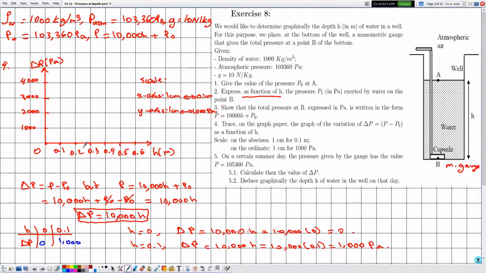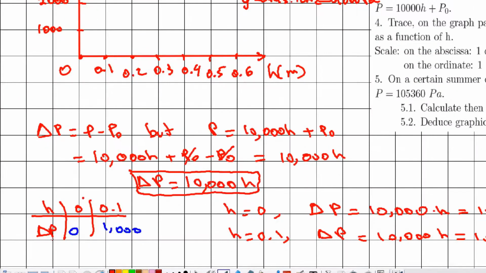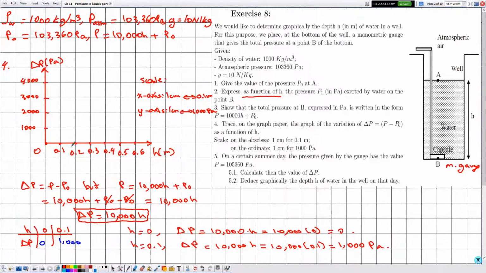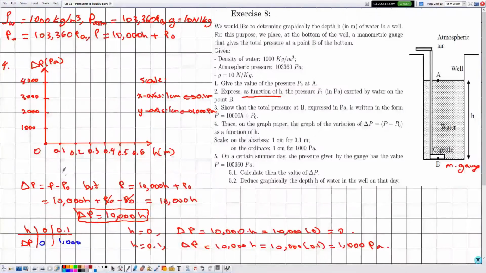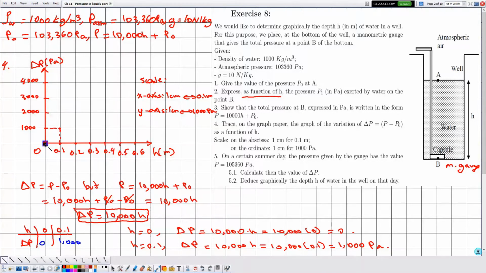And we know that it's sufficient in order to draw a straight line. It's sufficient only to consider 2 points. Now when the value of H is given by 0, the value of delta P is given by 0. So the origin is the first point of the curve. Now another point corresponding to the curve, when H is given by 0.1, the value of delta P is given by 1000. So this is another point corresponding for the curve. Now these 2 points allows us to plot the variation of delta P as function of H.